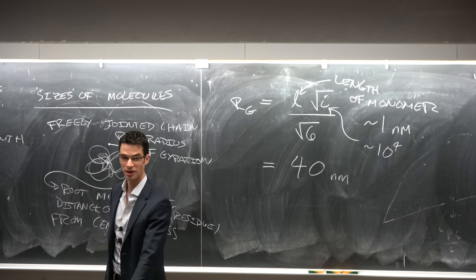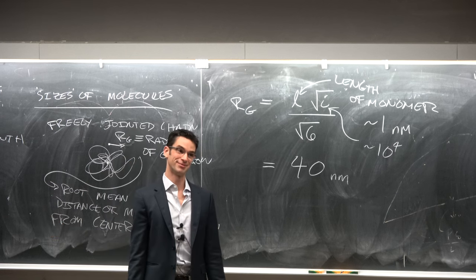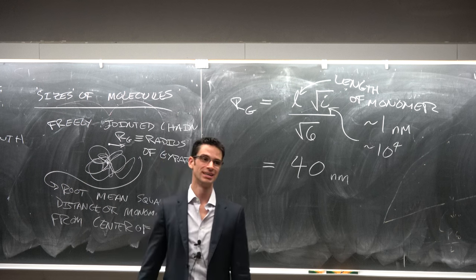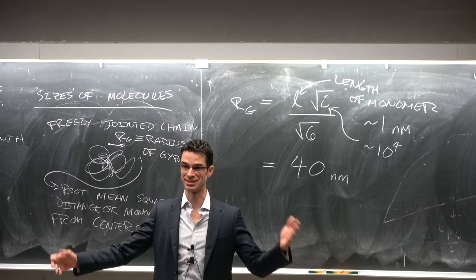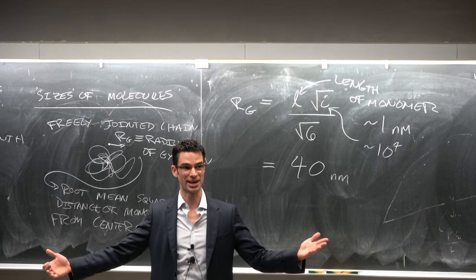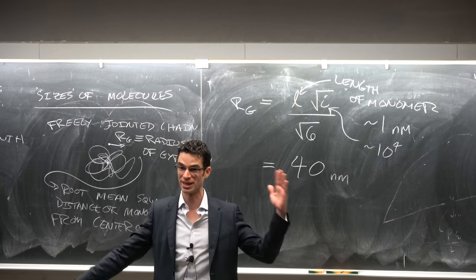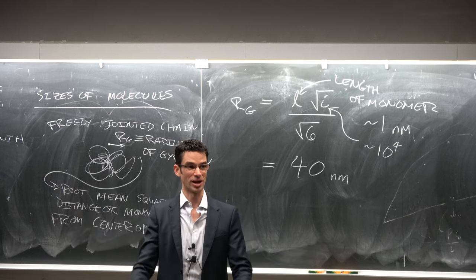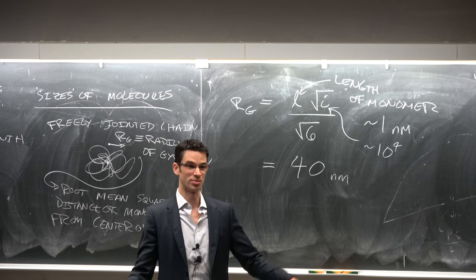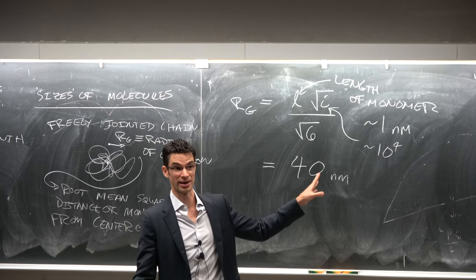Now, is the freely jointed chain model always a good model? Definitely not, because you have hydrogen atoms that stick out of the carbon atoms, and that restricts rotation in certain ways. So you'll need to be able to program that into your model somehow, but this is sort of the simplest way to think about it.